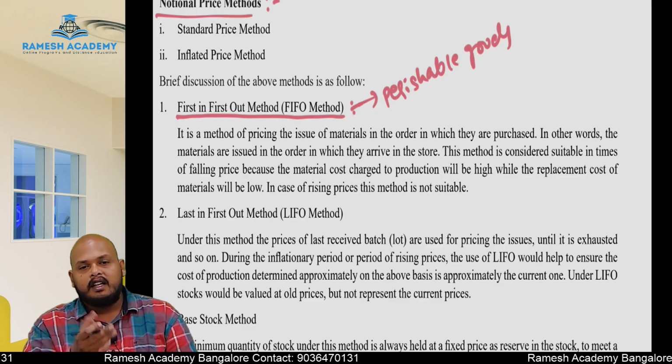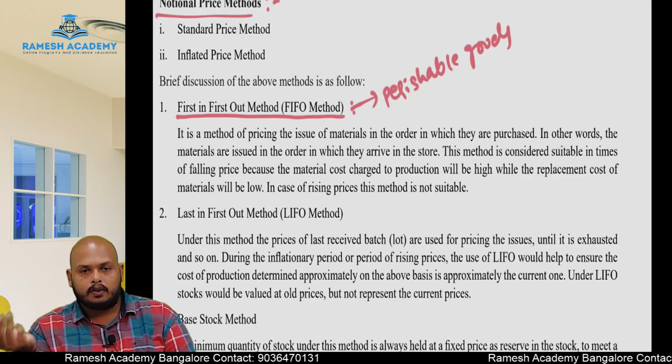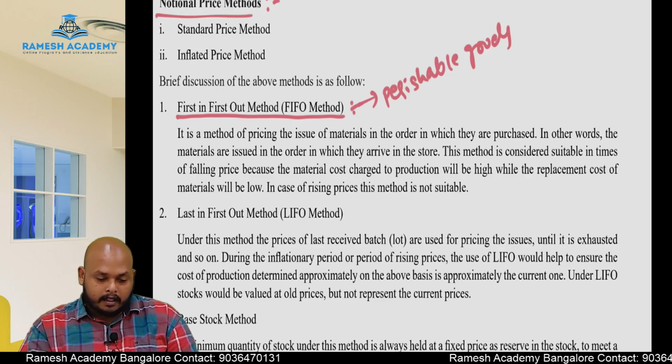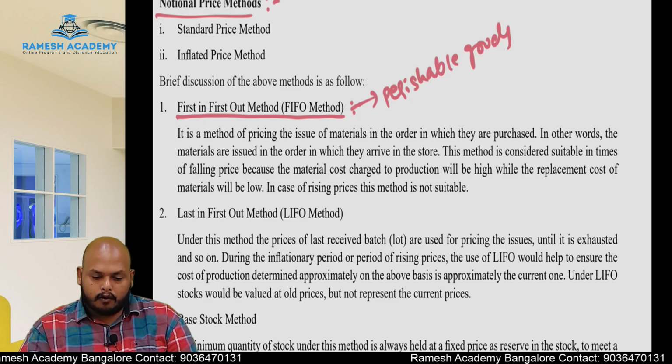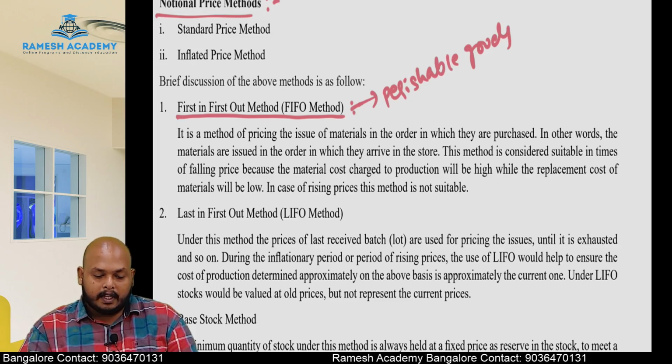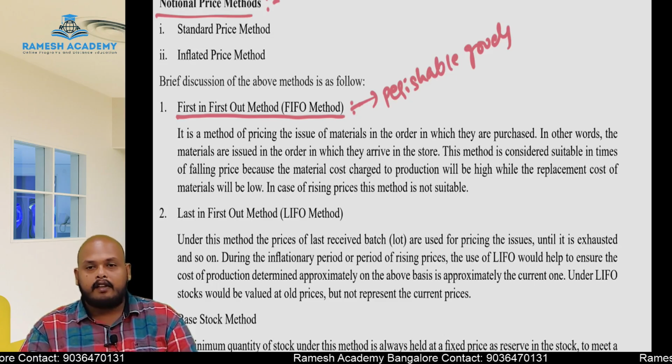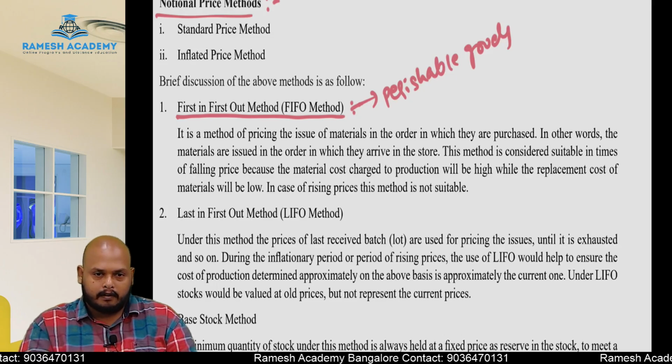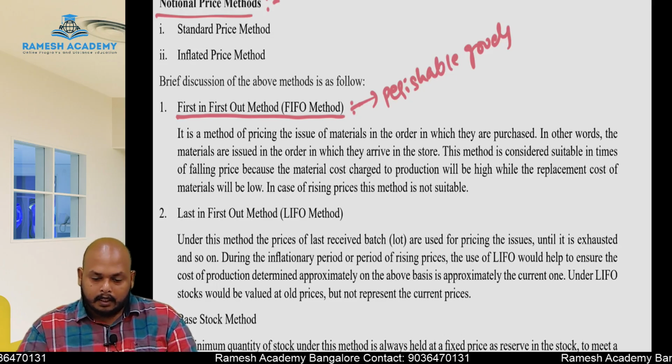Perishable goods means the items which are received first will be issued first. It is the method of pricing the issue of materials in the order in which they are purchased. In other words, the materials are issued in the order in which they arrive in the store, meaning the items which are received first will be issued first.